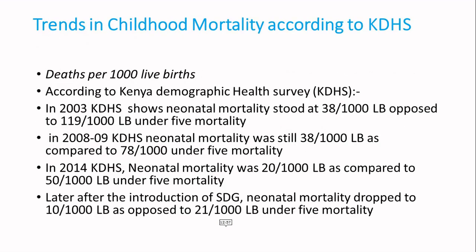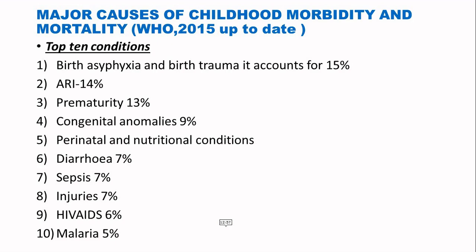Major causes of childhood morbidity and mortality, WHO, 2015 up to date. Top 10 conditions. Birth asphyxia and birth trauma accounts for 15%. Respiratory infections, 14%. Prematurity 13%. Congenital anomalies 9%. Perinatal and nutritional conditions. Diarrhea 7%. Sepsis 7%. Injuries 7%. HIV/AIDS 6%. Malaria 5%.